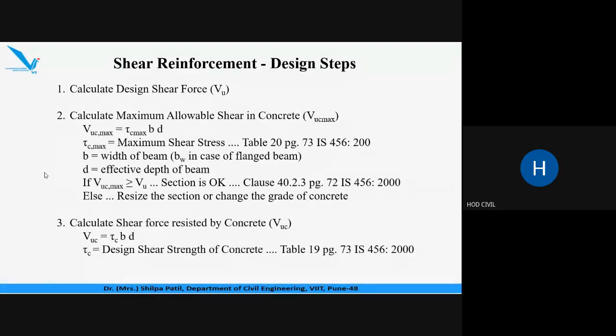So that was the correction. By mistake, it was shown less than VU. It should be greater than VU. And if this value is not coming greater than VU, in that case you need to resize the section, or change the grade of the concrete. Change the grade means you have to adopt a higher grade of concrete. Is it clear? Okay, ma'am. So there is no need to resize for the earlier problem. VUC max should be greater than VU. Everybody, please make this correction in your design steps for shear reinforcement.